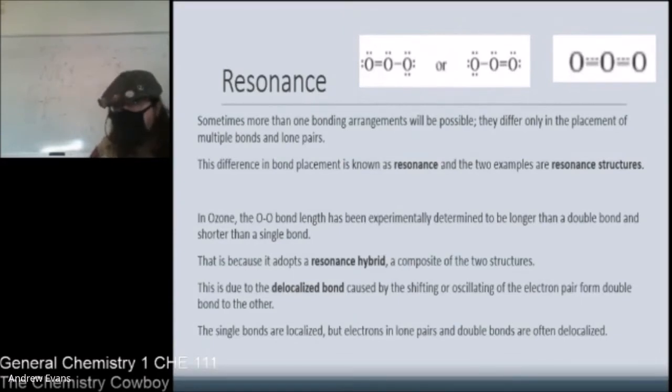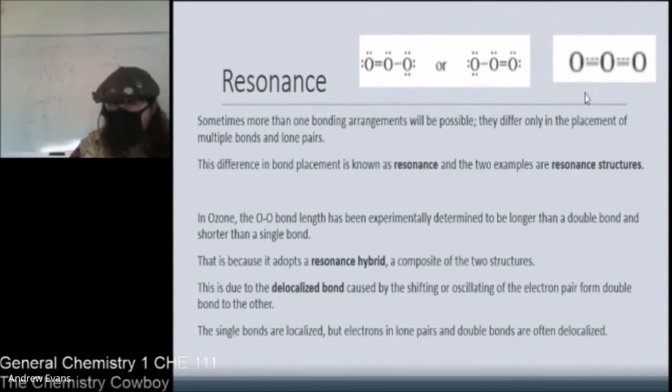Now, what happens in real life is we get what's called a resonance hybrid, which is somewhat of a combination of the 2. Now, we have a mixture of a double bond and a single bond. And so what we actually see when we look at the structure in real life under normal human speeds are bonds that are somewhere between a single and a double bond. Not quite as long as a single bond, but not quite as short as a double bond. Not quite as strong as a double bond, but not quite as weak as a single bond. So we get a mixture of the 2.